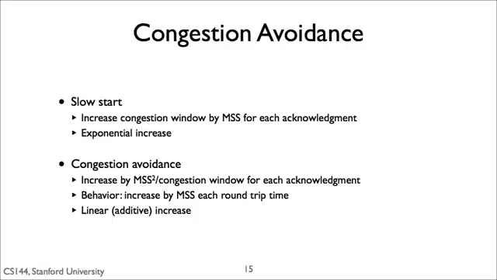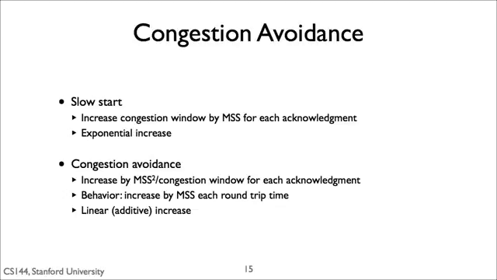In the congestion avoidance state, TCP increases the window much more slowly and resembles AIMD. It increases the window by 1 MSS squared divided by the congestion window for each acknowledgement. Assuming no packets are dropped, this causes TCP to increase the congestion window by 1 MSS per round trip time. So think, we want to increase the window by 1 MSS per round trip time.